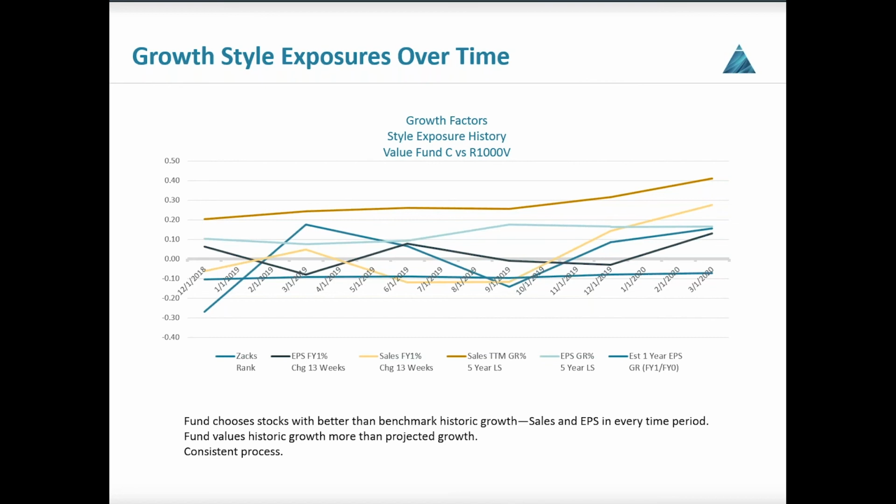So here we have a fund that clearly values historic growth rates, the previous 5-year growth rate, rather than projected growth. So now you get a handle on the type of growth that this manager does seem to be practicing and doing more and more.